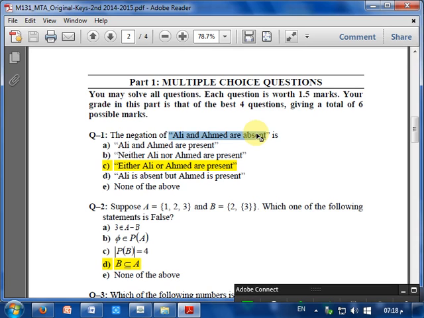Either means any one of them, or it can take both. Either true or false.